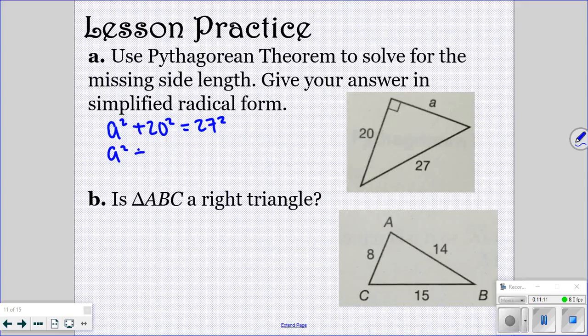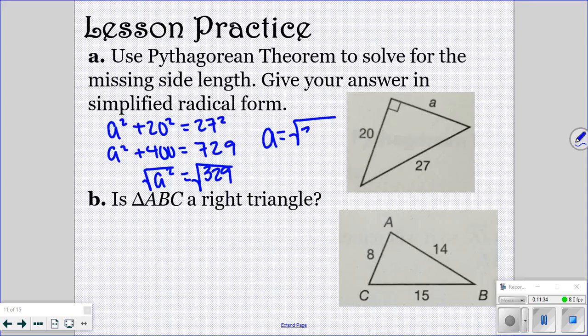So that's 400 and 729. And if you subtract, you get 329. So you take the square root of both sides. And 329 does not factor. It's prime. So that'll be your answer.